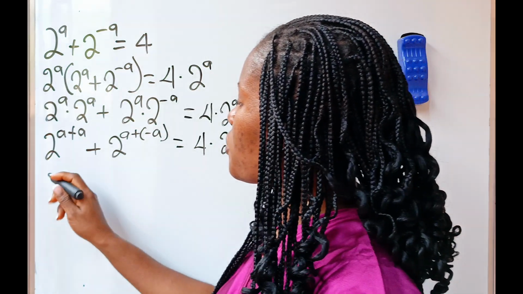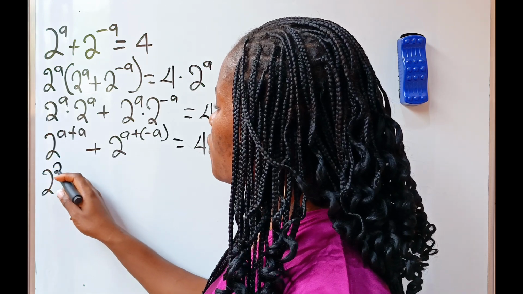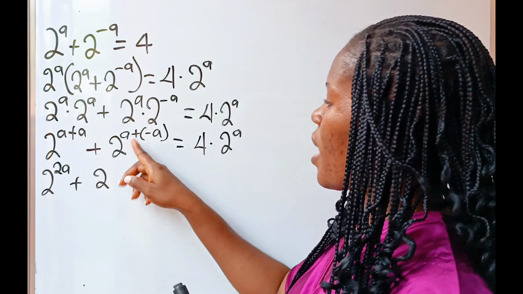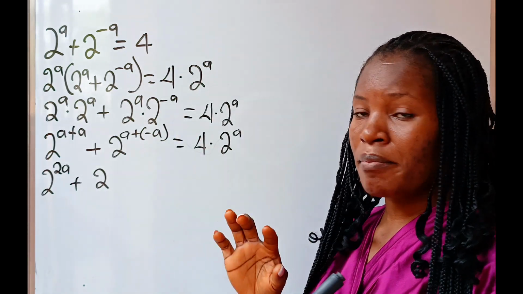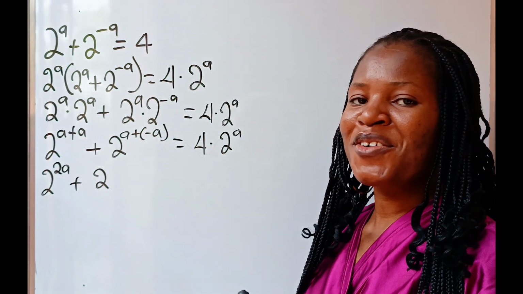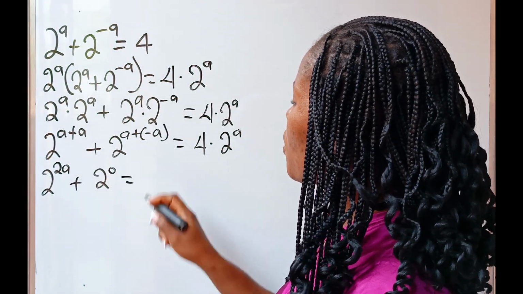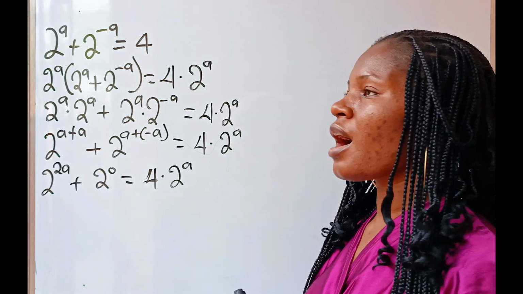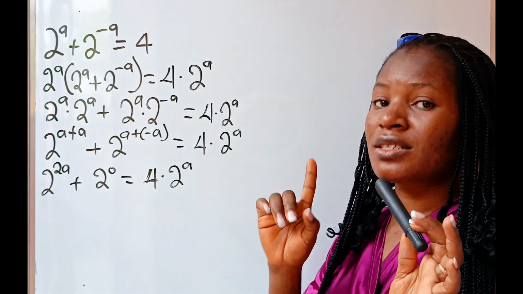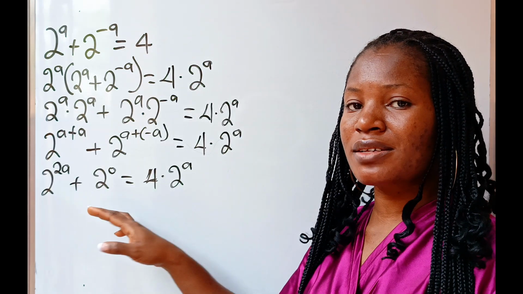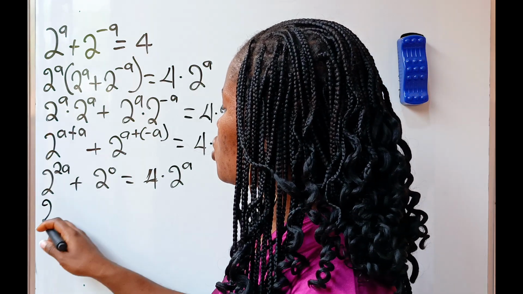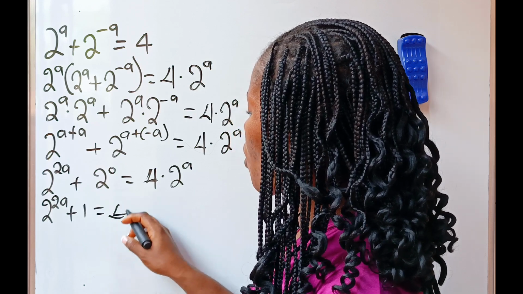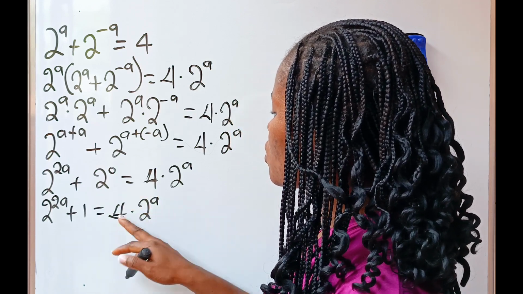Now, what we have here will be 2 to the power of 2a plus, then here will be 2 to the power of a plus minus a, which is a minus a, which will give us 0. So we have 2 to the power of 0 is equal to 4 multiplied by 2 to the power of a. Now, any number raised to the power of 0 is 1. Therefore, the left hand side of this equation will be written as 2 to the power of 2a plus 1 is equal to 4 multiplied by 2 to the power of a.